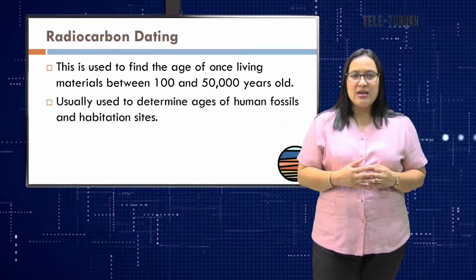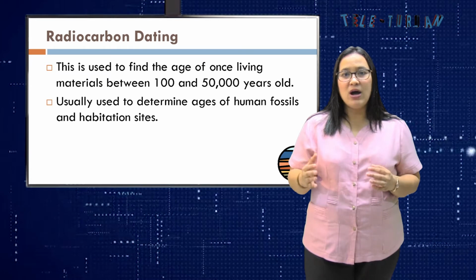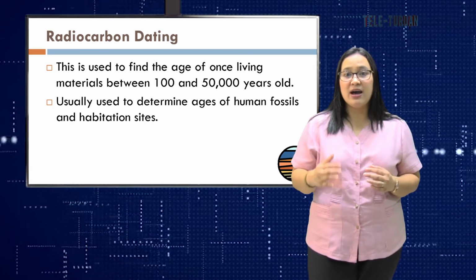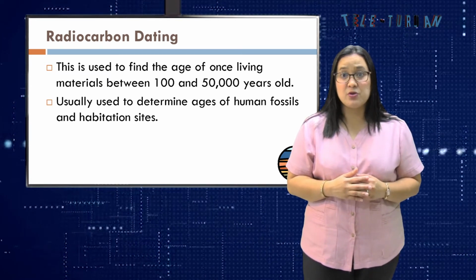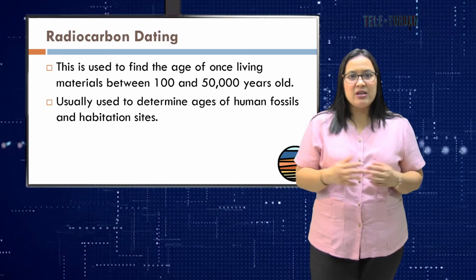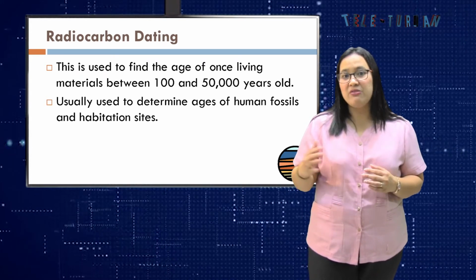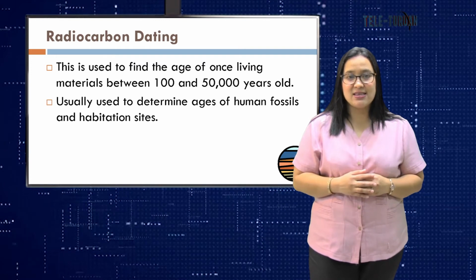Radiocarbon dating is used to find the age of once living materials between 100 and 50,000 years old. Usually, it is used to determine the ages of human fossils and habitation sites.